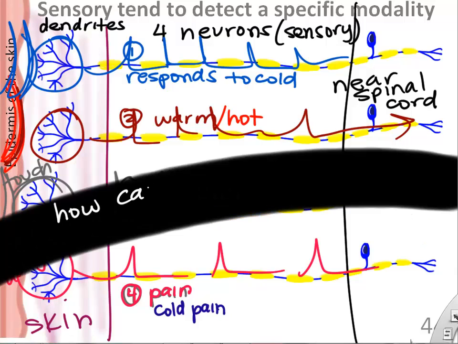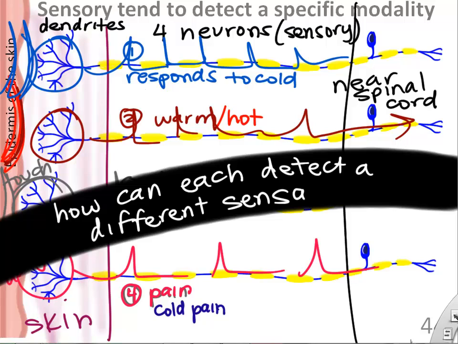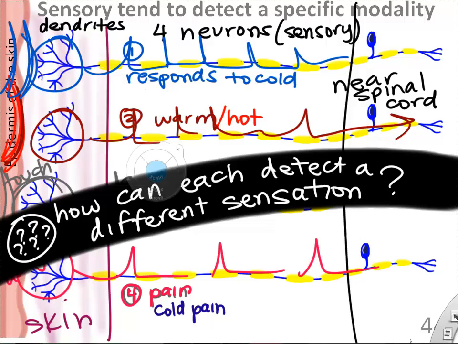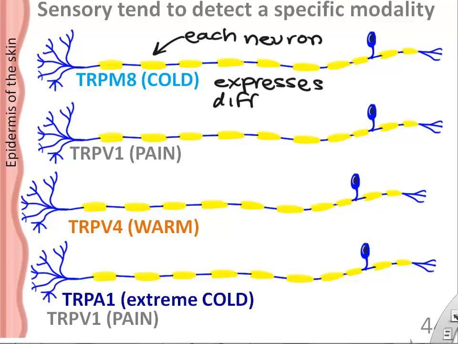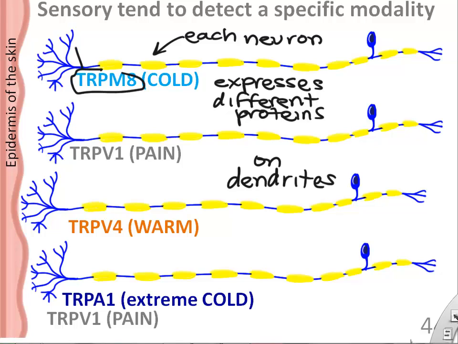How is that possible? How can each neuron only detect one or maybe two different stimuli or sensations? And that troubled people for a long time. We didn't always have answers to that. And then later people discovered that each neuron at the dendrites expresses different proteins. And so those little dendrites are what are actually out at the skin.